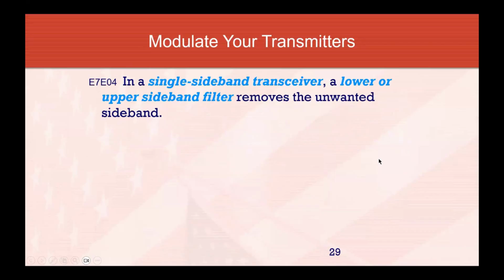In a single sideband transmitter, a lower or upper sideband filter removes the unwanted sideband. We saw that in that little picture a little bit earlier.